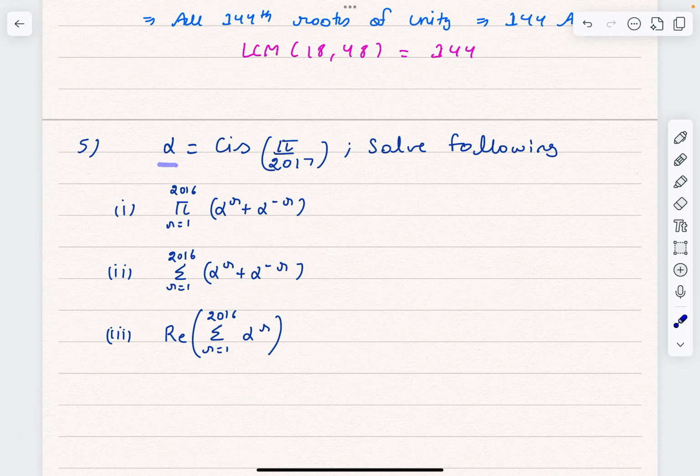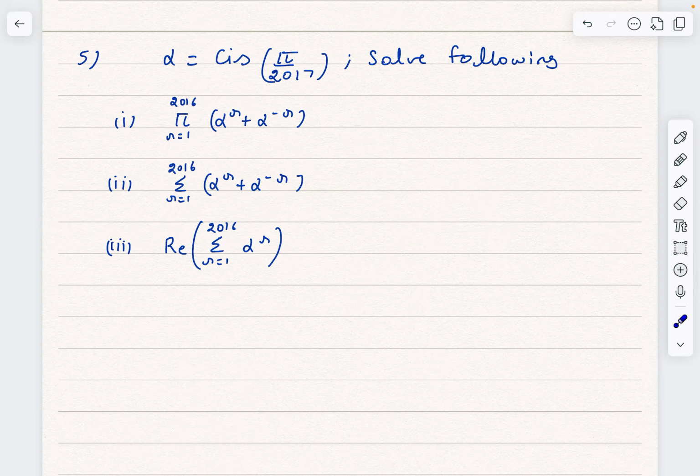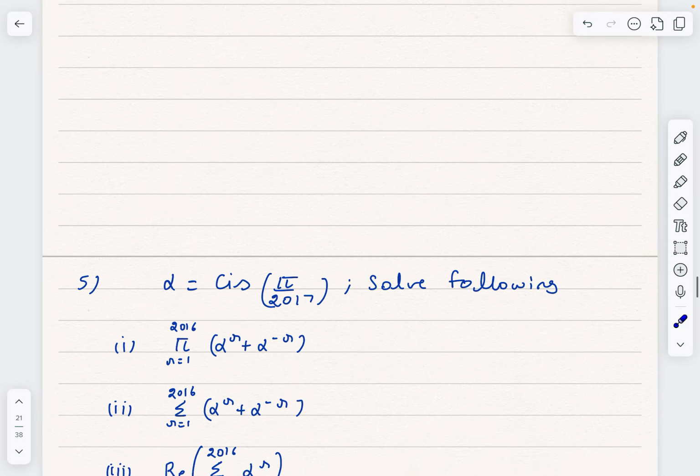Alpha is cis pi by 2017. Solve the following: the product r from 1 to 2016 of (alpha^r + alpha^-r), the summation r from 1 to 2016 of (alpha^r + alpha^-r), and the real part of the summation r from 1 to 2016 of alpha^r. You can pause and give it a try. Let us start the discussion now.